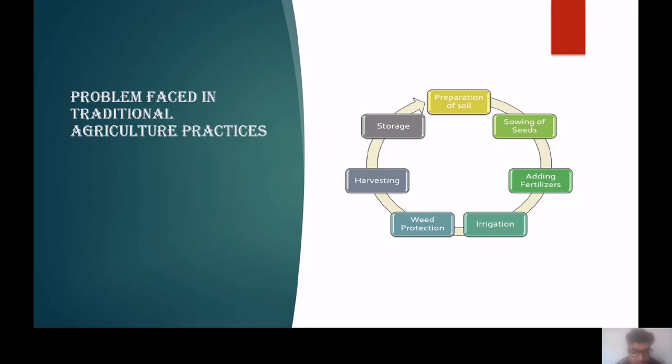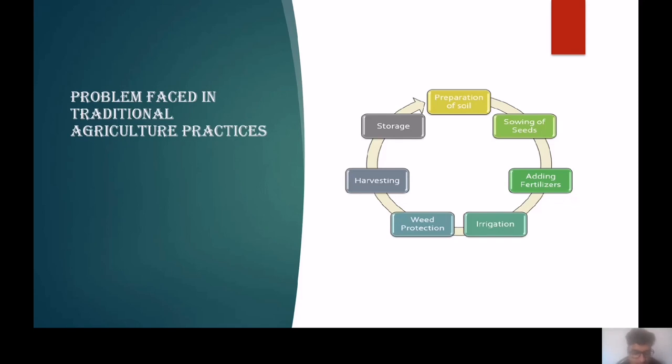Then coming to weed protection. Weeds are the unwanted plants that grow near the crops or at the boundary of the farm. Weed protection is very important as weeds decrease the yield, increase production cost, interfere with the harvest and lower the crop quality.